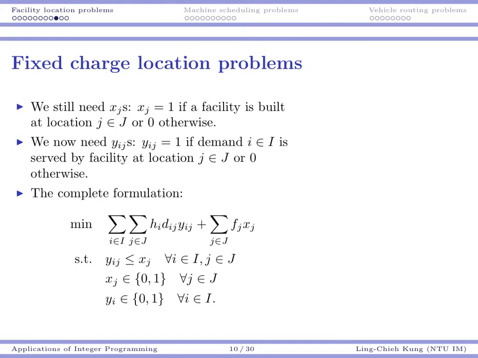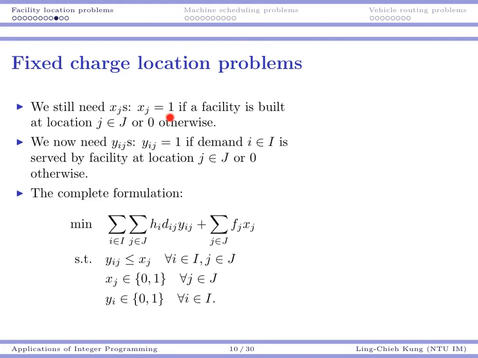Formulating the problem is not very complicated, but you need some more. We still need to decide at each location whether we want to build a facility. And now for each demand, you need to decide who should serve that demand. So Yij is 1 if you use the facility at location J to serve the demand at location I. That means there is a selected link between those two nodes.